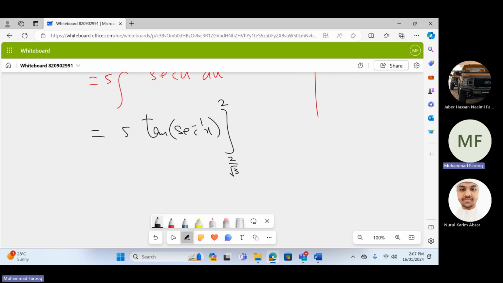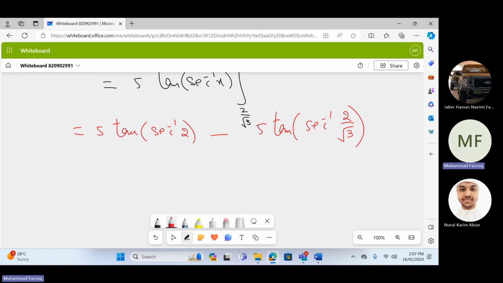Now substitute, please, the upper limit in the answer. So this is 5 times tangent of the angle secant inverse 2, am I right? Minus again 5 times tangent of the angle secant inverse 2 over square root 3. Right. You can change the sign.